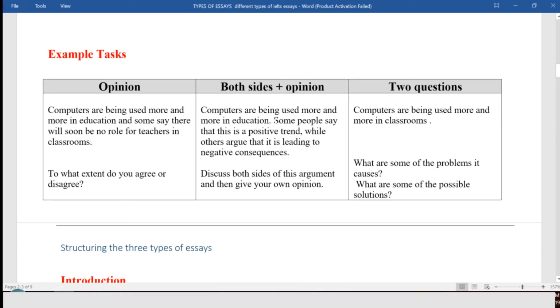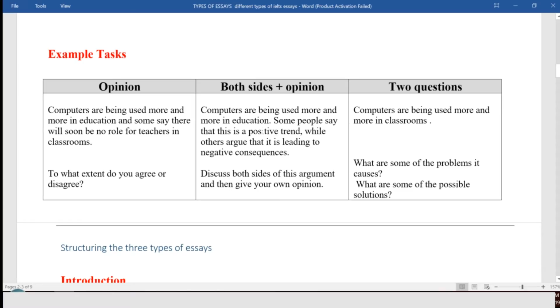Okay, so essentially we've got computers being used more in education, and then the two sides are what's positive about this trend and what's negative about this trend. And then the question words: discuss both sides of this argument and give your own opinion.